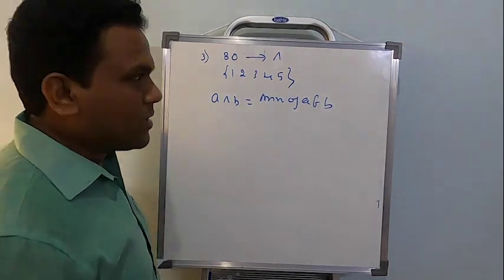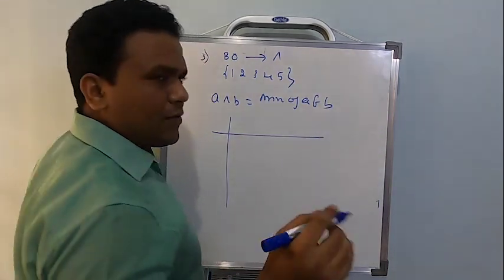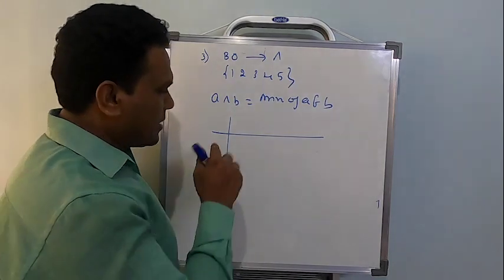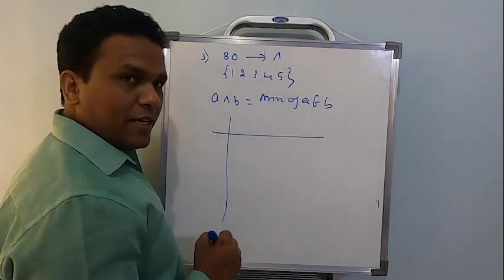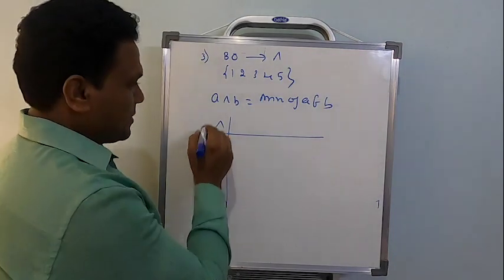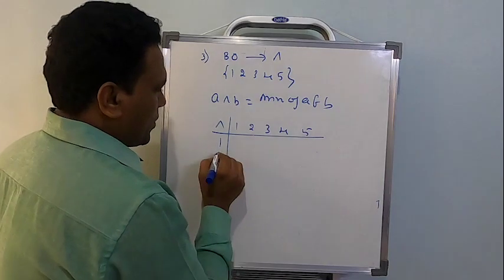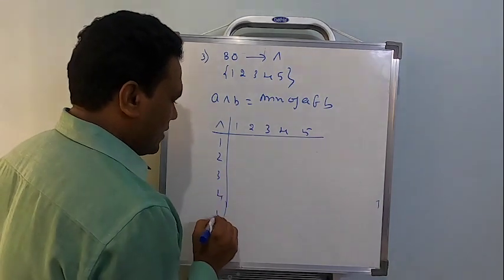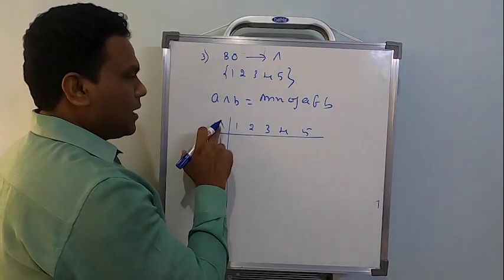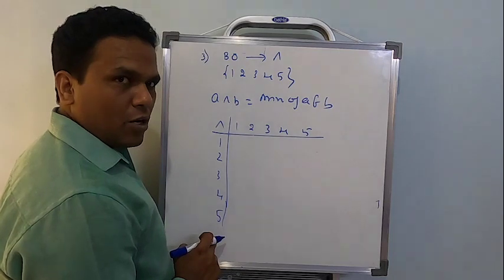I will teach you how to construct it. Whenever it is a problem based on a table, this is the way to start. First write down 2 lines like this, one vertical and one horizontal, and write down the given binary operation in this corner. Write the elements 1, 2, 3, 4, 5 on both sides, vertically and horizontally.